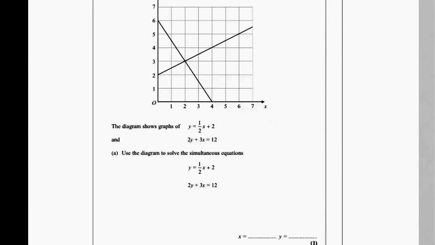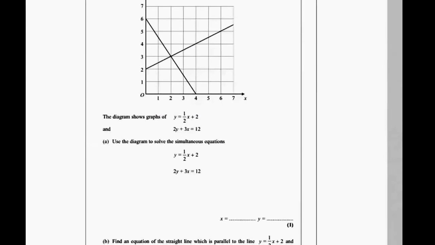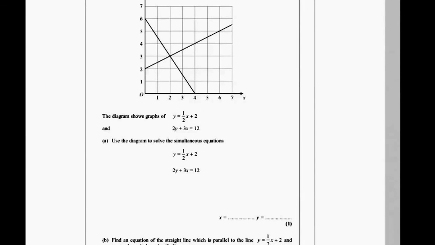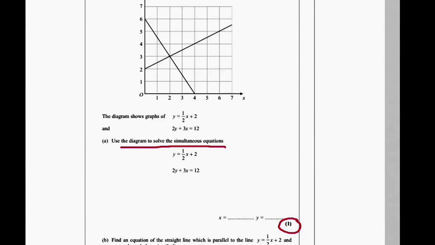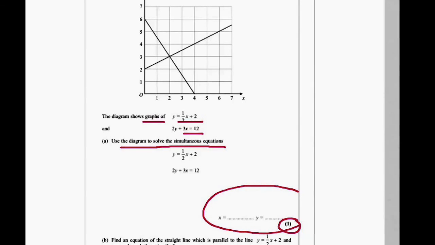Another question that I've never looked at with you, I've never ever looked at these types of questions, simultaneous questions. However, this part in particular was a 1-mark question, and it said, use the diagram to solve the simultaneous equations. And it told you that the graphs were already drawn. So we can assume that these two lines are those graphs. And if we look here where they want the answer, there's an x value and a y value. And because it's 1 mark, you can hazard a guess at this one.